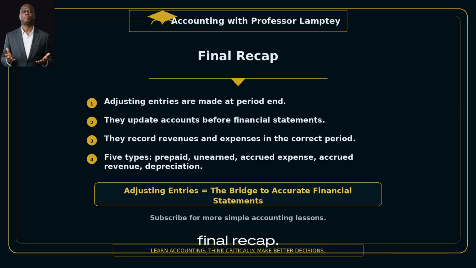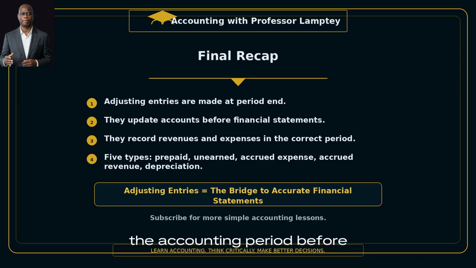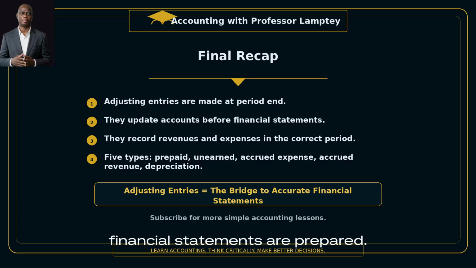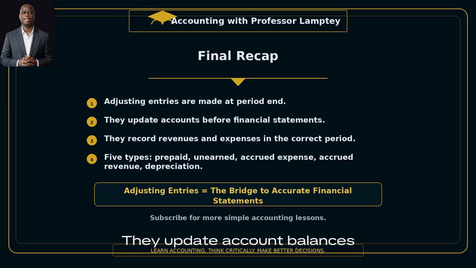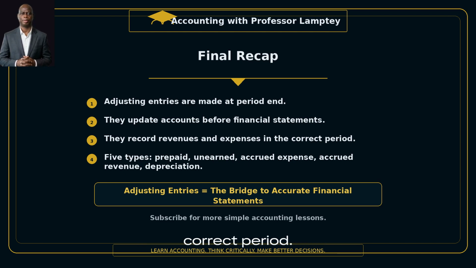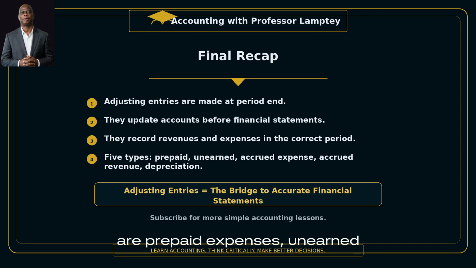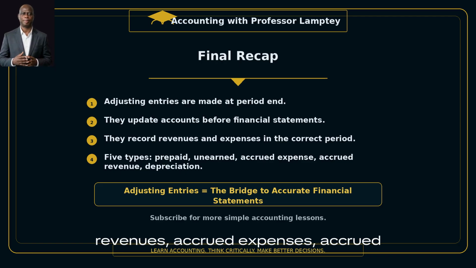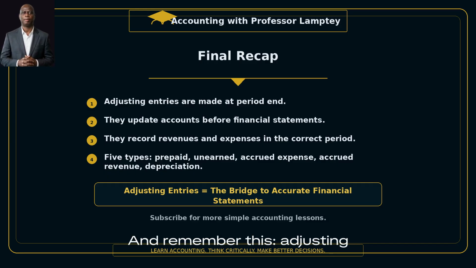So here is the final recap. Adjusting entries are made at the end of the accounting period before financial statements are prepared. They update account balances so revenues and expenses are recorded in the correct period. The 5 major types are prepaid expenses, unearned revenues, accrued expenses, accrued revenues, and depreciation. And remember this, adjusting entries are the bridge between daily transactions and accurate financial statements.